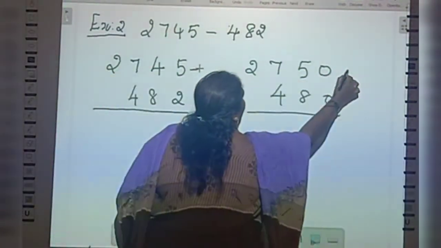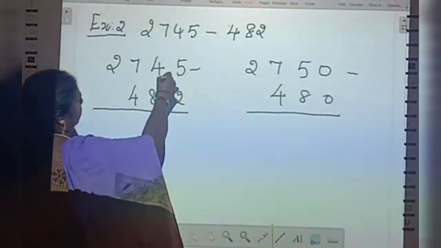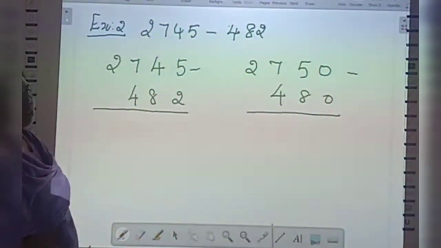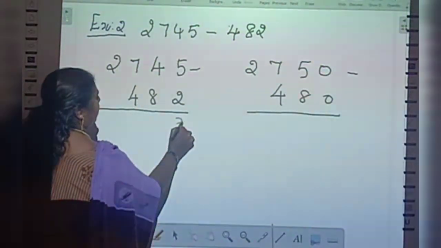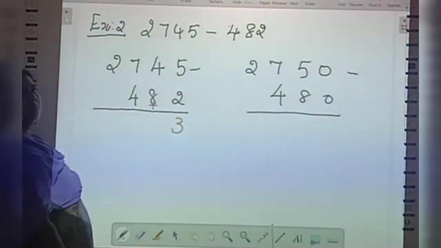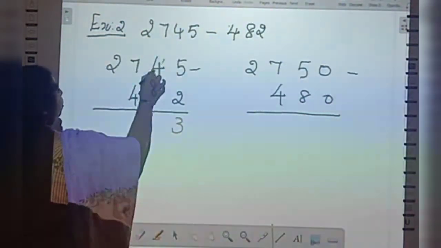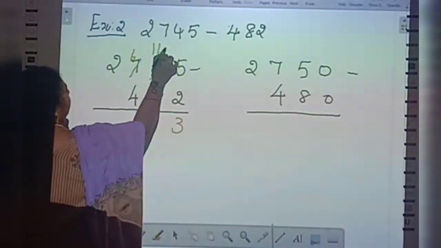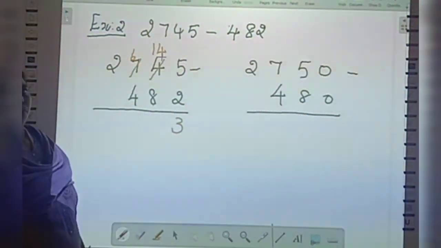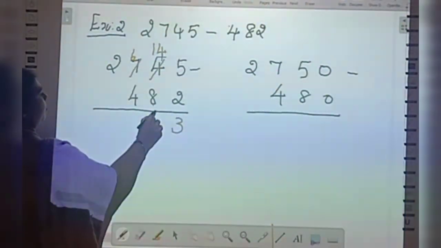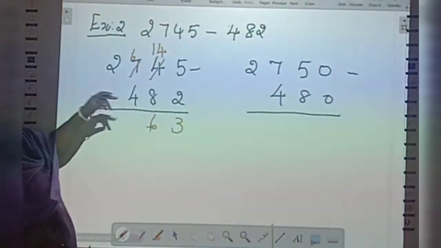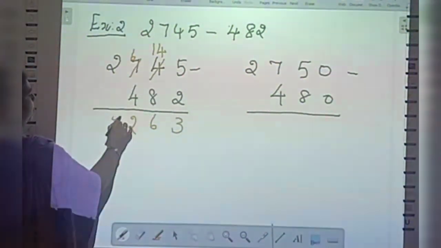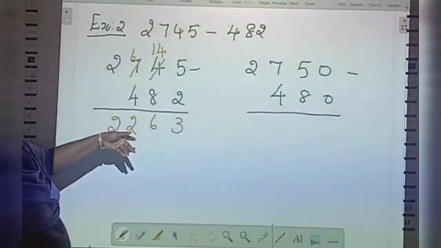Now you have to subtract the values. First, the actual difference. The actual value is 5 minus 2. 5 minus 2, how much will come? 3, isn't it? Yes, 3. Next, 4 minus 8. No, we cannot subtract, so you have to borrow. If you borrow, 6 will come, but here 14. Then 14 minus 8, how much? 6. Yes. Then 6 minus 4, how much? 2. Then 2. This is the actual difference of these two numbers, isn't it?